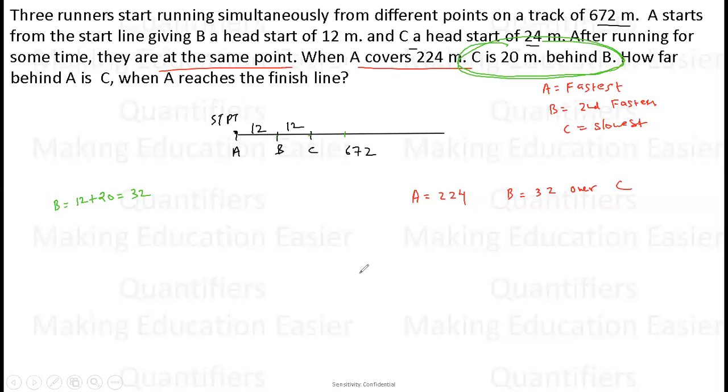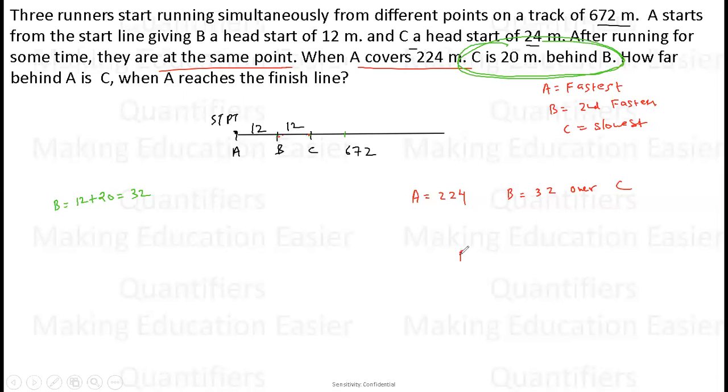Now, students, the point is, when will B and C be together? At some point of time, B और C दोनों एक साथ आए हुए होंगे. हमें बस वही चीज निकालनी है. When will B and C be together? So can I say when B will cover 12 meters, then they will be together? Now, students, just apply the unitary method.